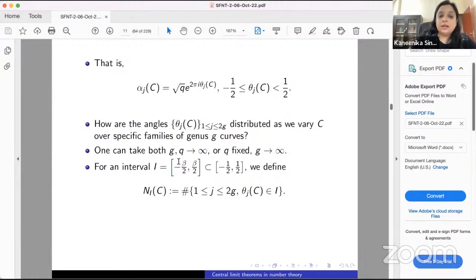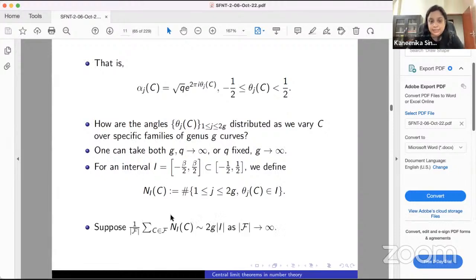Let me make these notions a little more precise. What do I mean by a counting function? We've got this interval minus half to half, actually it should be open at half. Let us take any interval, a symmetric interval about the origin, and label it as minus beta over 2 to beta over 2. It lies inside this interval where all the angles lie. Given this fixed interval I, let N sub I of C denote the number of j's, that is, the number of angles theta sub j which lie in this interval I. Now we will fix the interval I and study these quantities.